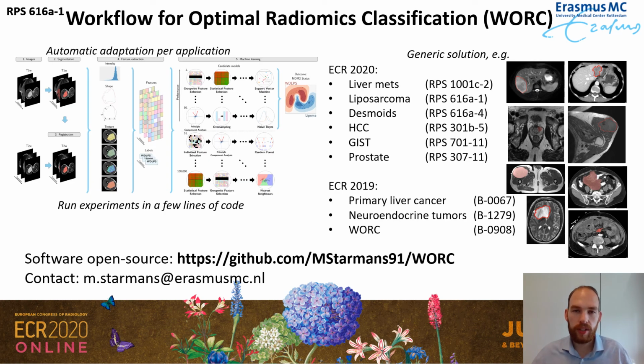And last but not least, this method that we use to automatically find the optimal radiomics method is open source. It's very easy to use because it automatically finds the right method, and it's a very generic solution. For example, in ECR this year and previous year, we've demonstrated that it works quite well on a wide variation of clinical applications. So if you want to try it out, a link to the software is here, and you can always contact me if you have questions.